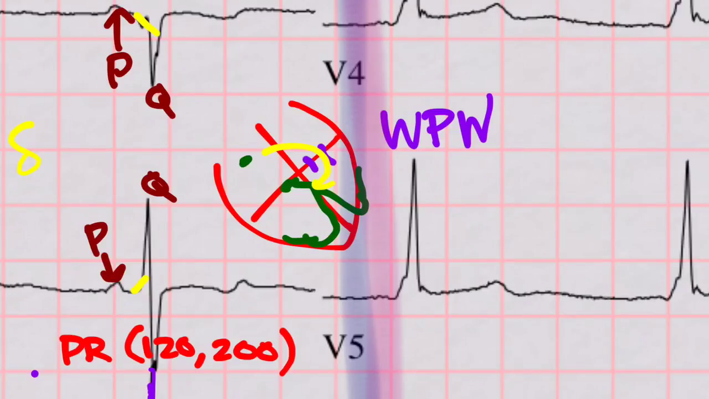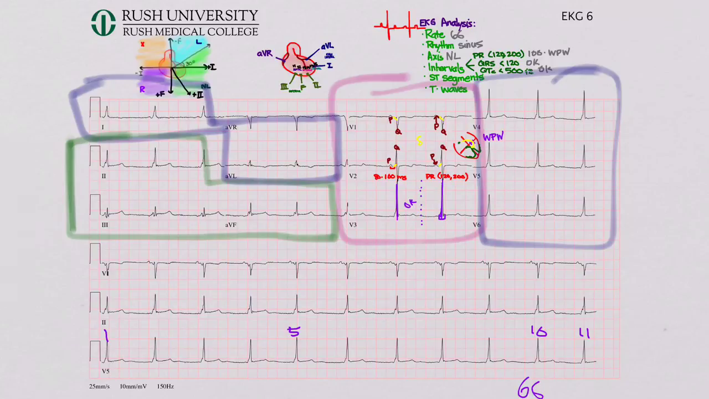No adenosine, no beta blockers, no calcium channel blockers, no digoxin. Try procainamide instead. And that is that for EKG number 6.